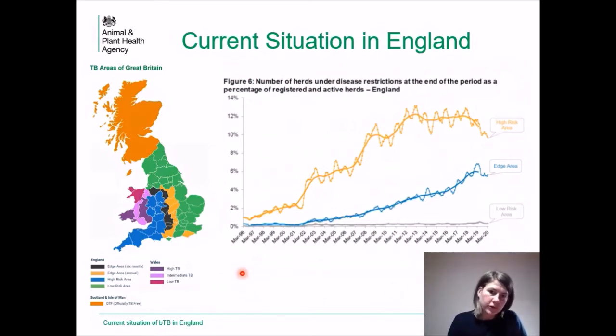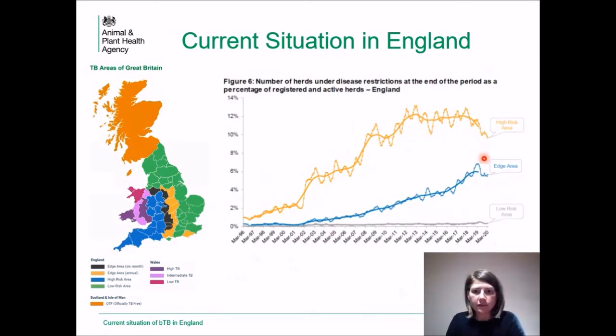So from March 1996 to March 2020, the number of herds under disease restriction went up sharply until March 2012. And then the situation sort of stayed steady from 2012 to 2019. And in the last 2 years, it almost looks as if there was a slight drop in the number of herds under disease restrictions.